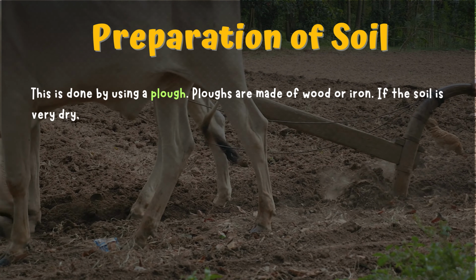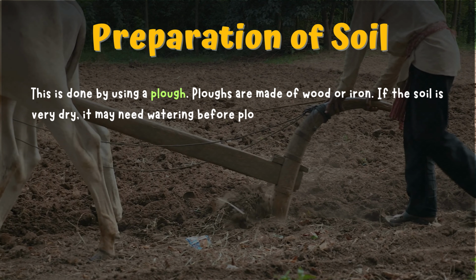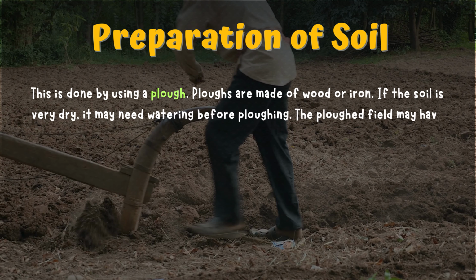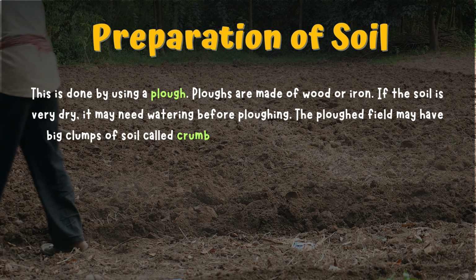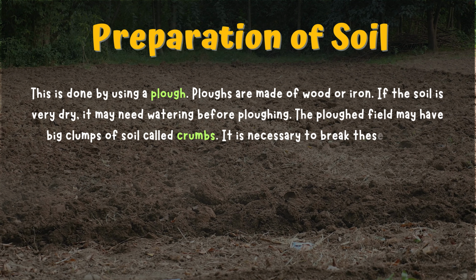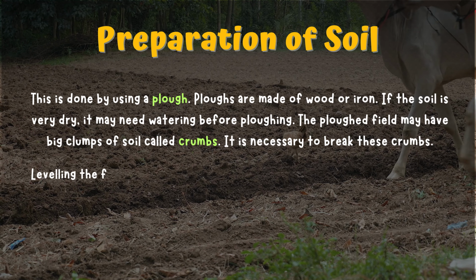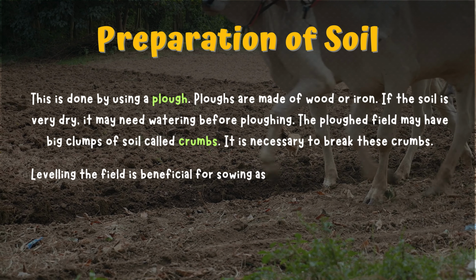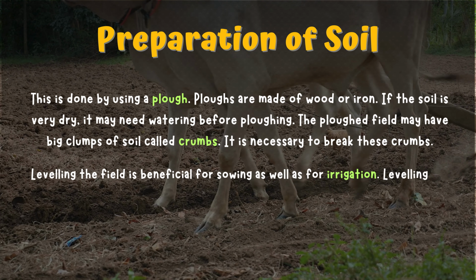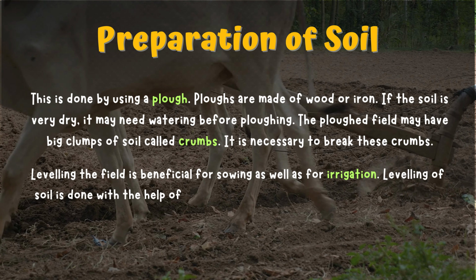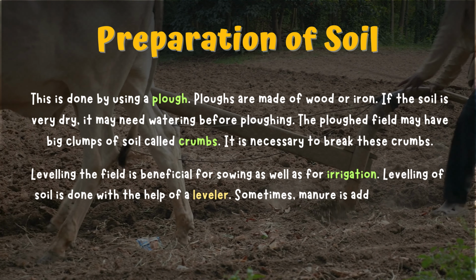If the soil is very dry, it may need watering before plowing. The plowed field may have big clumps of soil called crumbs. It is necessary to break these crumbs. Leveling the field is beneficial for sowing as well as for irrigation. Leveling of soil is done with the help of a leveler.